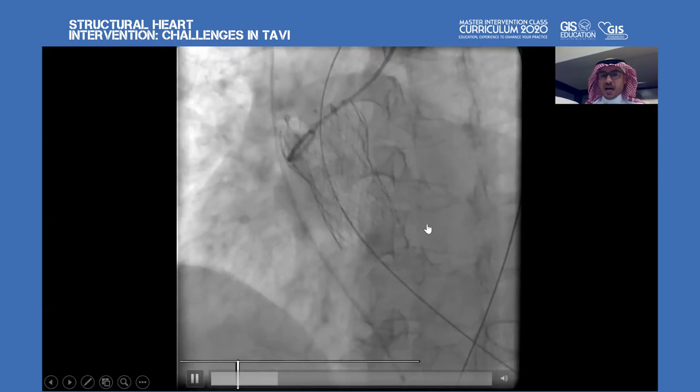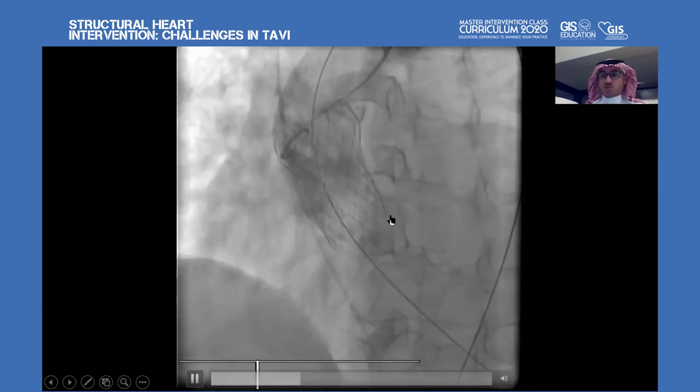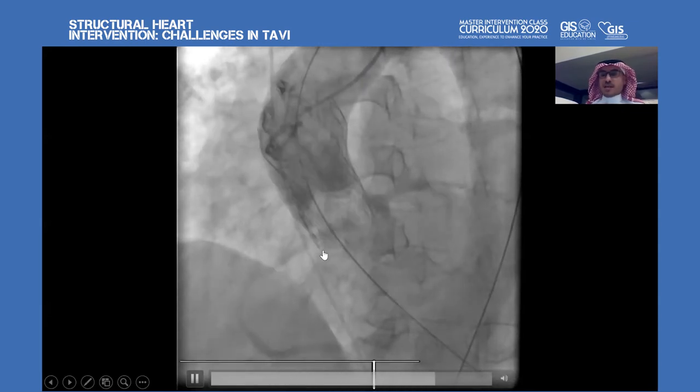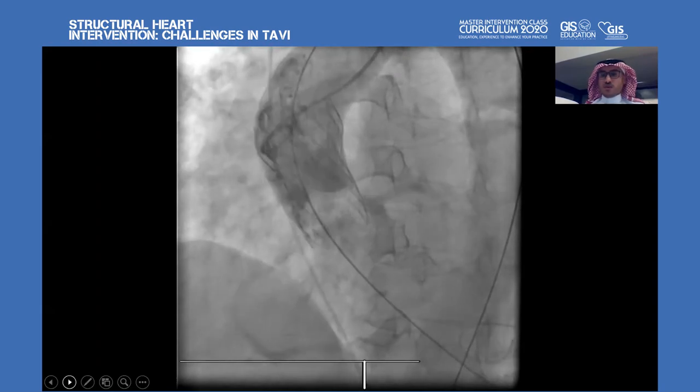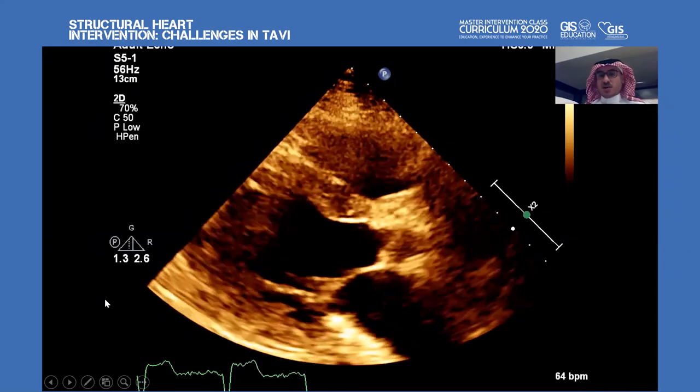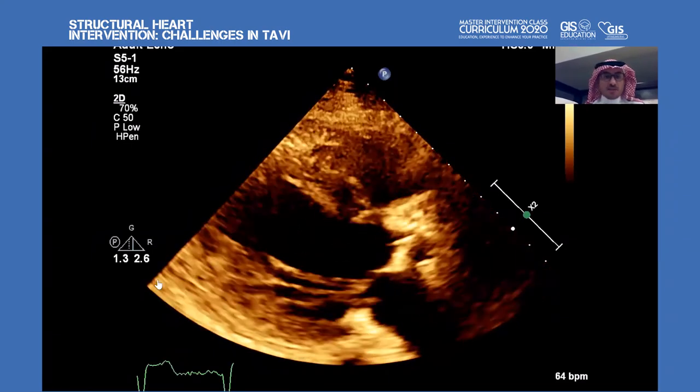The imaging we were not happy with. The valve is clearly not anchored by the annulus, but rather is tethered by the actual aortic leaflets. So we thought, let's get a transthoracic echo and observe her and wait. The second valve was being prepped. So we got a transthoracic echo. This is the transthoracic echo intraoperatively in the hybrid lab.